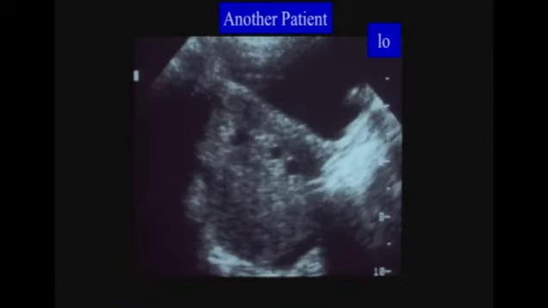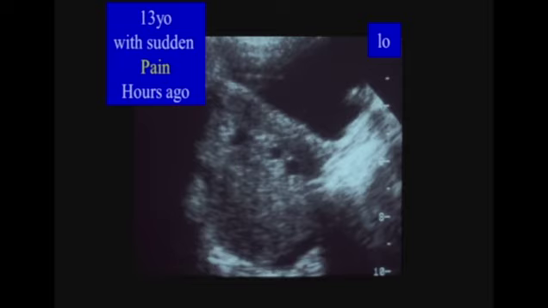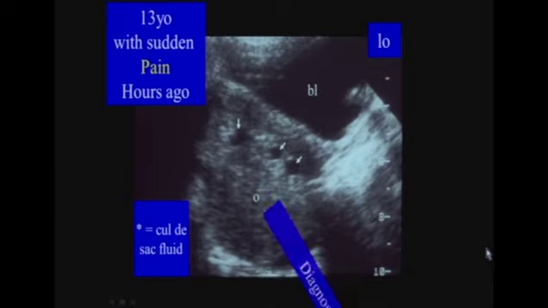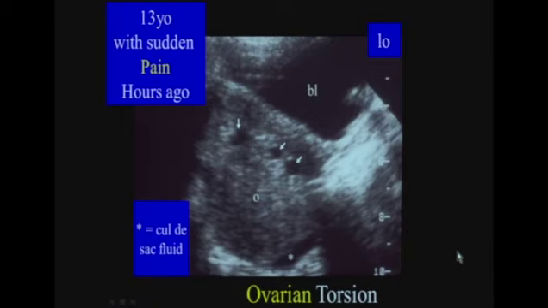This is another patient with pain, but a different cause of it. A 13-year-old with sudden pain hours ago. The bladder is marked off. The uterus is seen here. The ovary is very large with a small amount of fluid. The ovary has peripheral cysts, and this is a case of ovarian torsion.